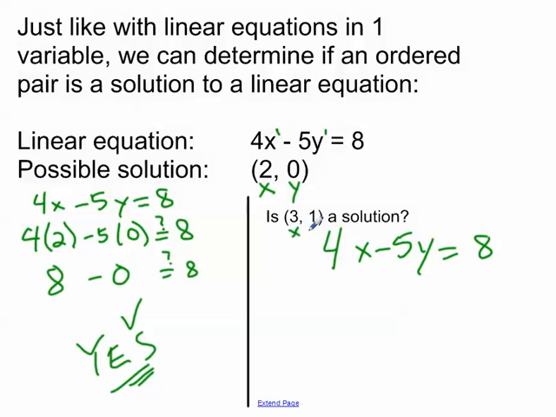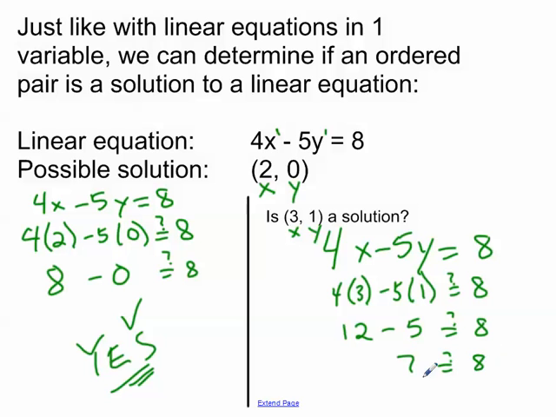Let's check our x and y here. X is 3, so 4 times 3, minus 5 times y, which is 1, equals, with a question mark, 8. I'm not sure, but that's why I put the question mark. 4 times 3 is 12, minus 5 times 1 is 5, equals, with a question mark, 8. 12 minus 5 is 7, equals, with a question mark, 8. No way. So no, (3, 1) is not a solution to that line. That's how we would check whether a point is a solution for a line.